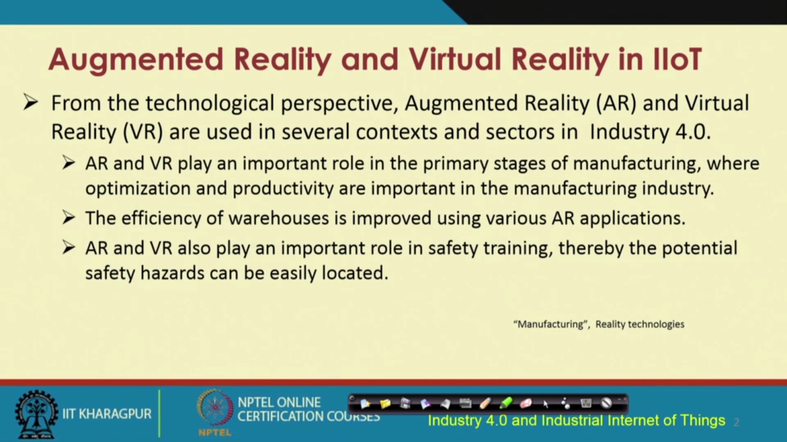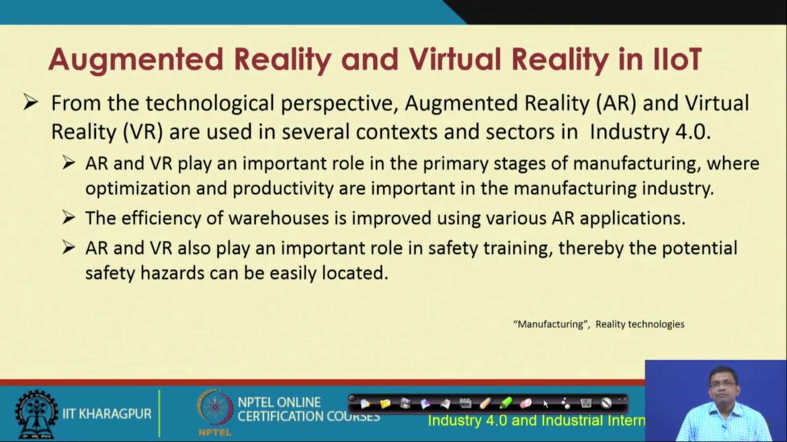So, from a technological perspective, both AR and VR can be used in different contexts. They can be used in different industry sectors, and together they can help in improving Industry 4.0 goals. They play a very important role in the primary stages of manufacturing, where optimization and productivity are important considerations, because in any manufacturing industry, it is not just the manufacturing of the product. Optimization of the processes, improvement of the productivity, these are important considerations.